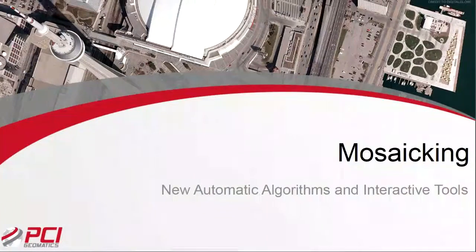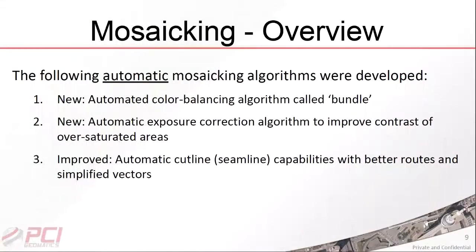So let's start by taking a look at mosaicing in Geomatica 2015. As an overview, there have been two main areas of improvement in Geomatica 2015, the automatic methods and the manual QA tool, and manual color balancing options. You can see the main items here. There's a new algorithm for the color balancing. This is called bundle. We expect this is going to be replacing the nearest neighborhood or other methods that people are currently using, providing consistently good results.